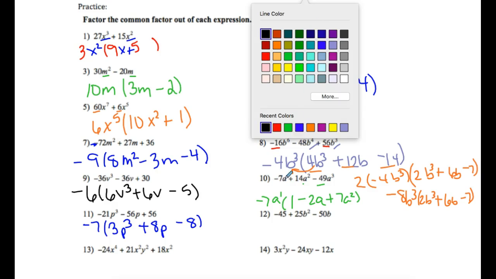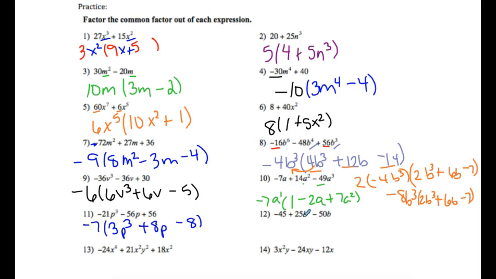Number 12. 45, 25, and 50. I'm hoping you recognize that I could take out 5. So if I did that, negative 45 divided by 5 is 9. Negative 25 divided by 5 is negative 5. The b squared has to stay because the first term didn't have a b. Negative 50 divided by negative 5 is 10.